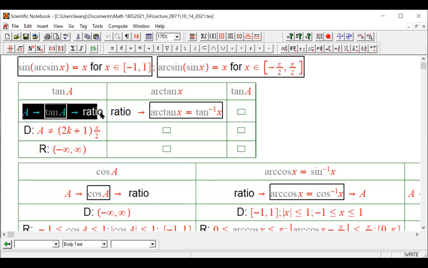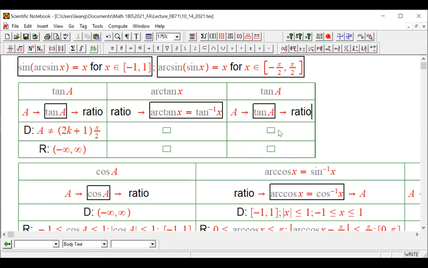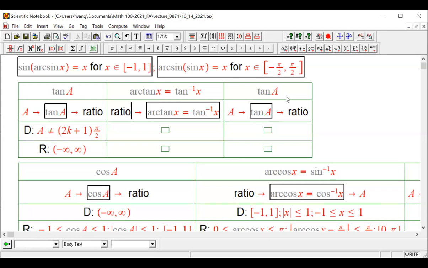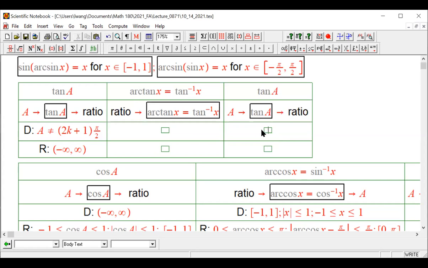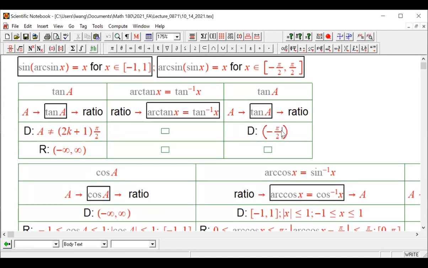Tangent still takes angle to ratio, and these two are inverse to each other. This is the whole thing we're trying to convey, that all of these questions are similar in nature. One takes ratio to angle, the other takes angle to ratio, and this pair is inverse to each other only after we have specified the domain. The domain is between negative pi over 2 to pi over 2.